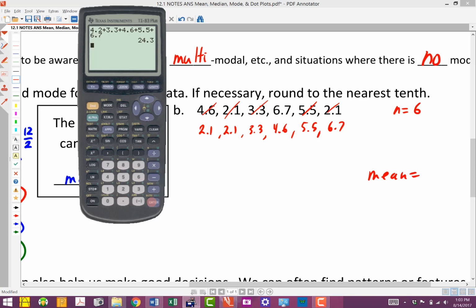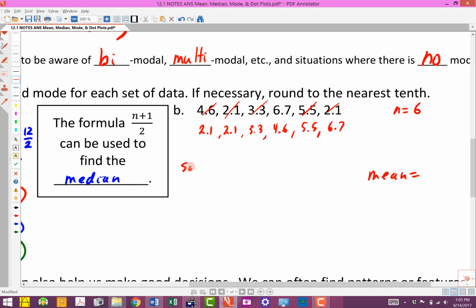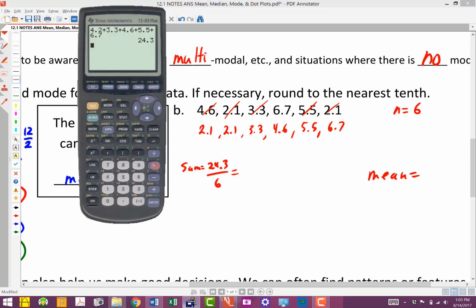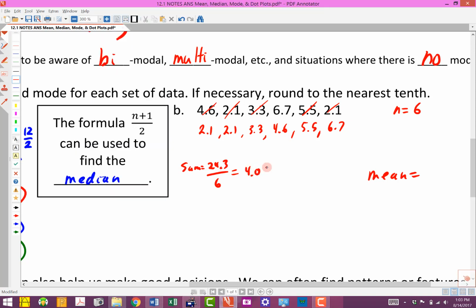If I add them up, I end up with 24.3. So the sum is 24.3, and we're going to divide by 6. Let's see, divide that by 6, and we end up with 4.05. Now, it did say round to the nearest tenth, so let's go ahead and round that to the nearest tenth. This is the tenths place.